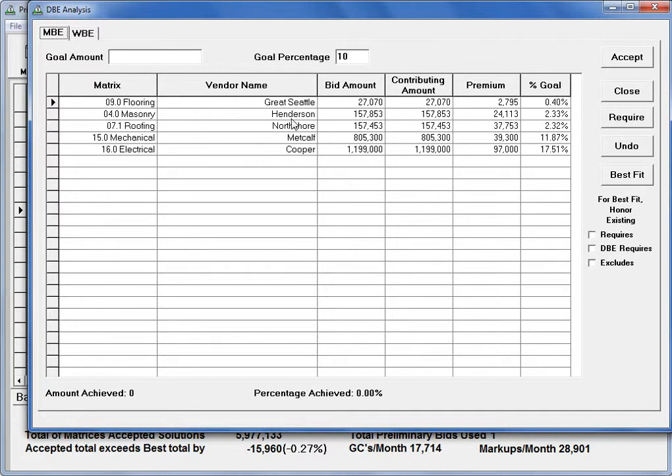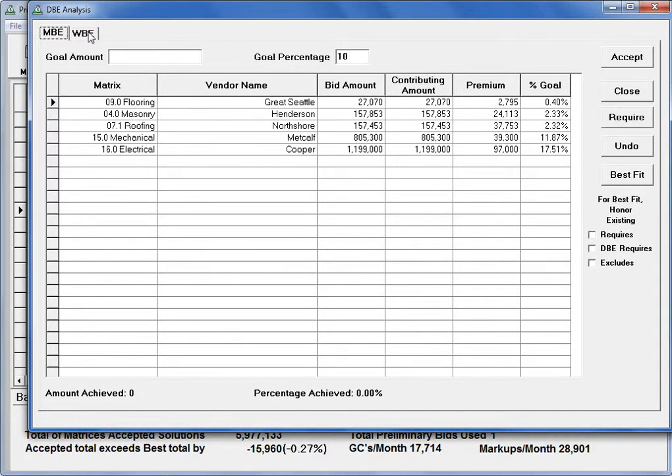In this particular analysis, we're looking for 10%, and I can readily identify that only by using Metcalfe or Cooper would I achieve that. A combination of the 3 other subs will not equal 10%, and so would not be a valid solution. In this case, I could put my cursor on Metcalfe's bid, hit the Require button, and Metcalfe's bid would be required in the mechanical matrix from here, not from the bid input person's perspective. So I can change the bid matrices from this DBE analysis window.